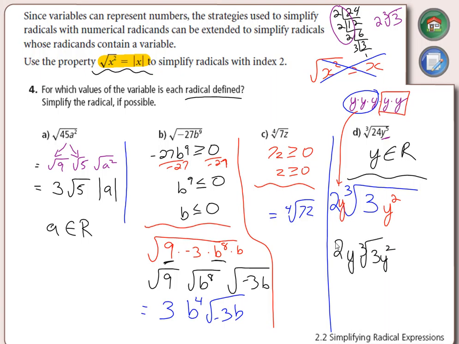Do I need to use absolute values in this one? No. There was no restriction on the variables. Only has to be done for evens.